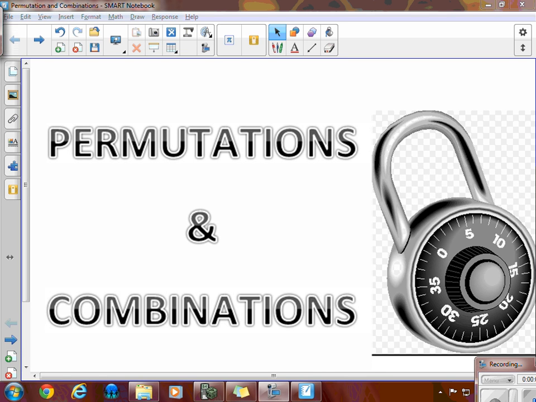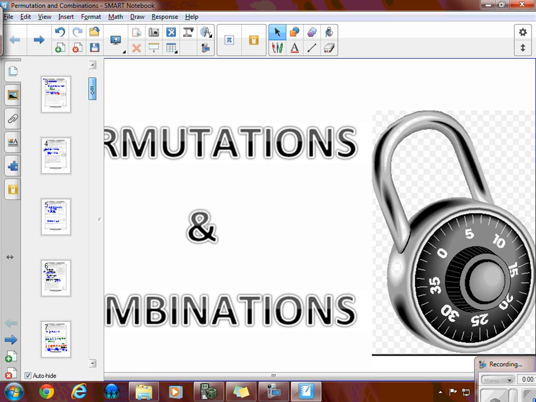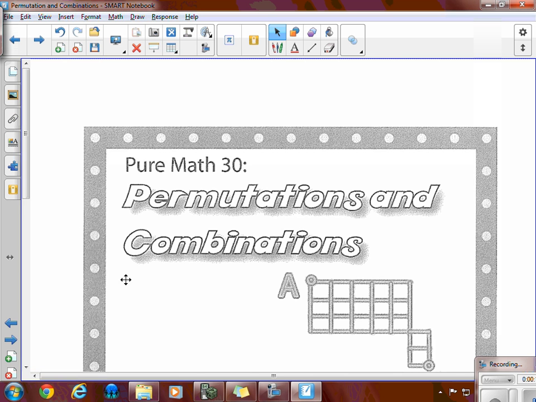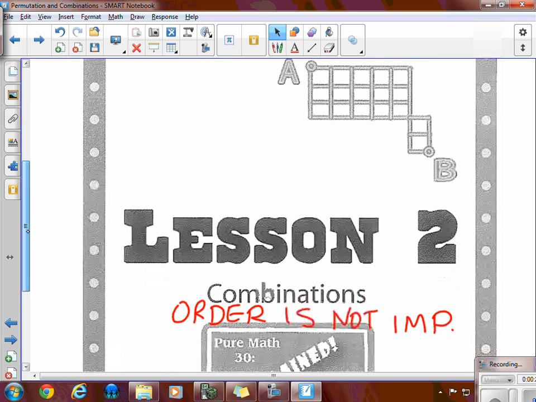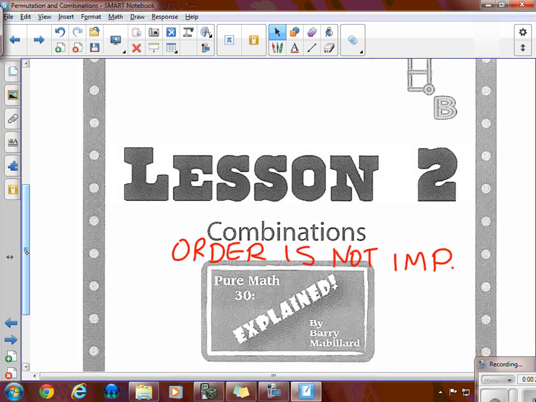This is the last in a three-part lesson series dealing with permutations and combinations and working with the formulas. We're going to start by going back to lesson 2, and you'll need the handout for lesson 2. You should have it with you, or it's downloadable at puremath30.com.